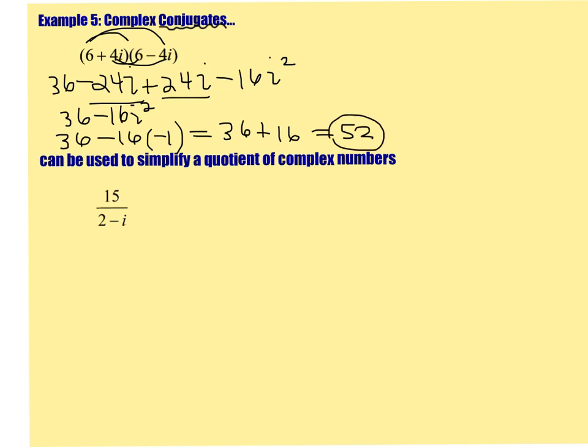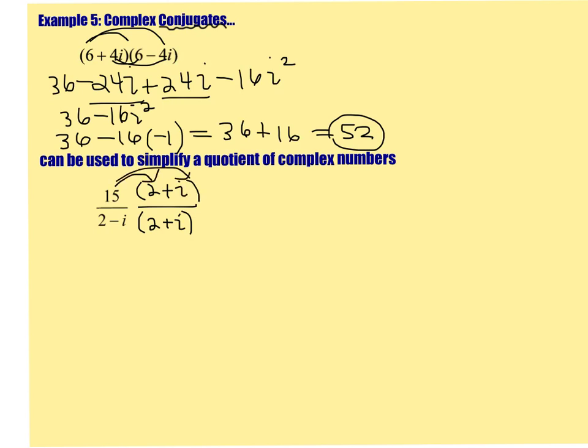So just like earlier in the chapter when we used conjugates to rationalize denominators, we can do the same thing to simplify the quotient of a complex number. So if we want to get that i out of the denominator in this bottom example, we're going to multiply the numerator and denominator by the complex conjugate. So 2 plus i over 2 plus i.